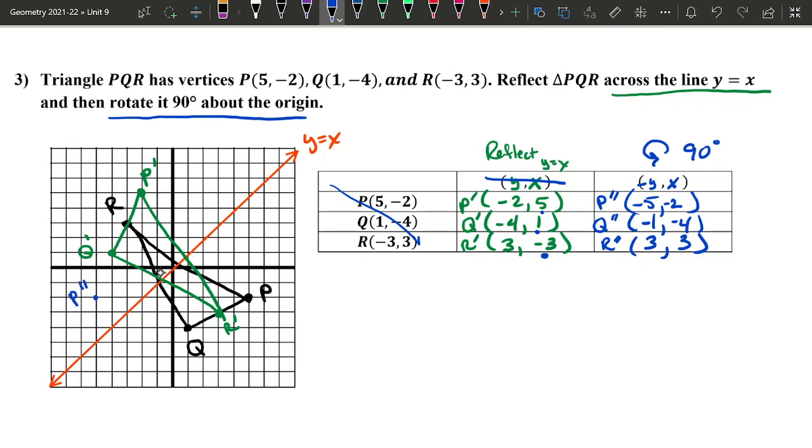Negative 1, negative 4. 1, 2, 3, 4. That is Q double prime. And 3, 3. That is R double prime.